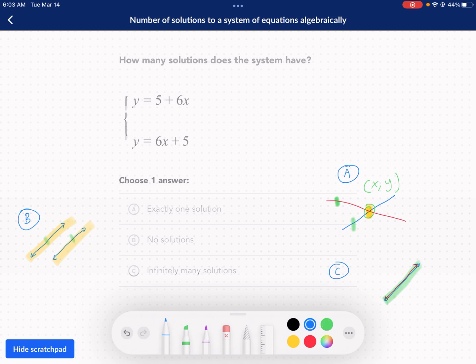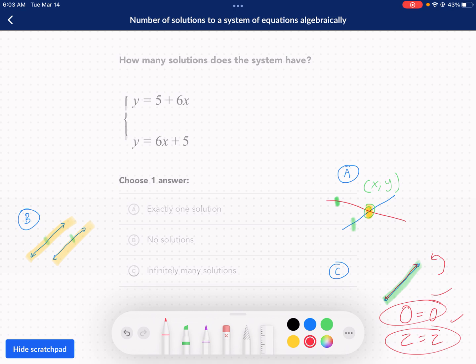Now, what does this look like algebraically? Let's start with C and B, and we'll get to A in a little bit. For C, if it works out algebraically, you're going to get an equation where we have 0 equals 0, 2 equals 2, something like that, where it's the same on both sides. That means everything's going to work. It makes a true statement when you solve it with substitution, and it's always going to work. So if you get this case, it's infinite solutions.